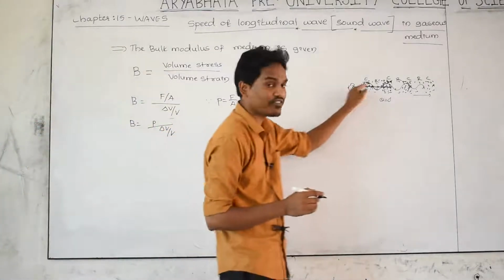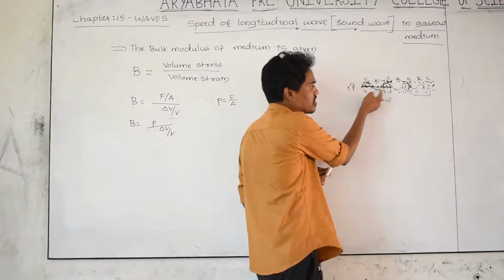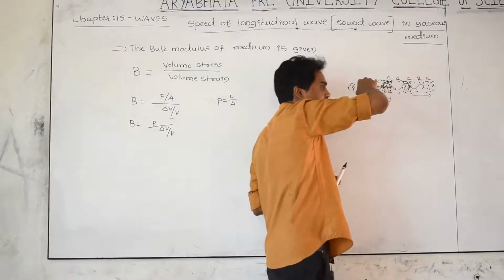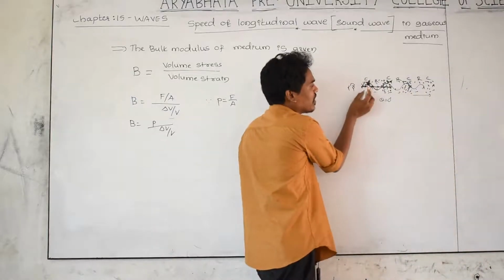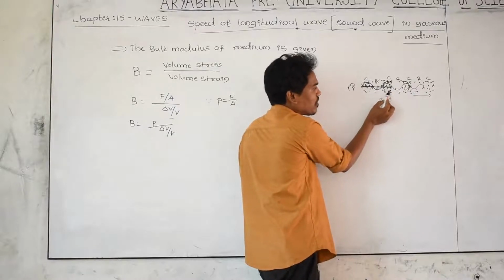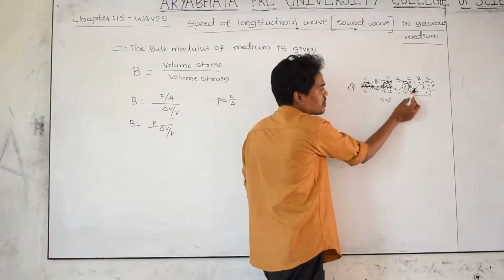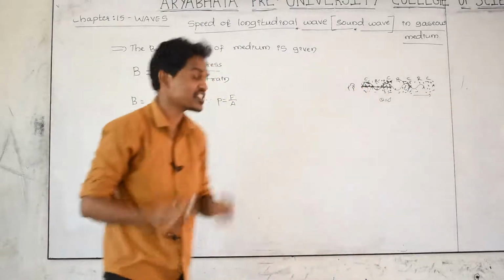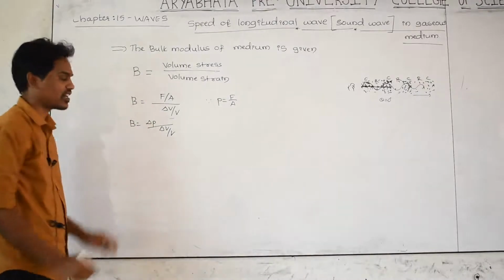When the person puts the pressure, here the pressure becomes more, here the pressure decreases, here it is more, here it is less. Like that air particles are moving. How are the air particles moving? Here more number of particles, more pressure; less number of particles, lesser pressure. Means the pressure changes. Change in the pressure can be written as delta P.